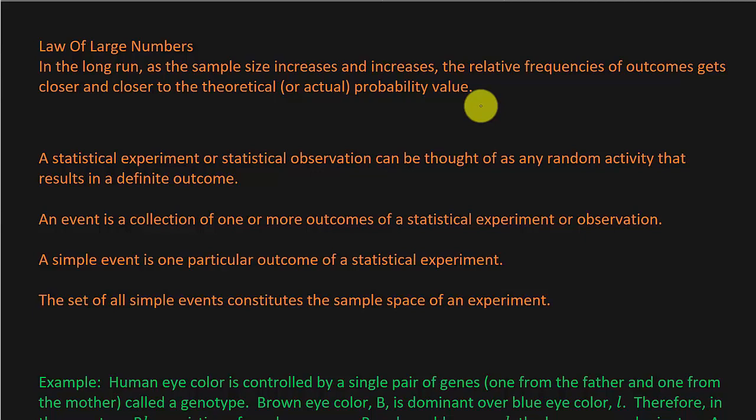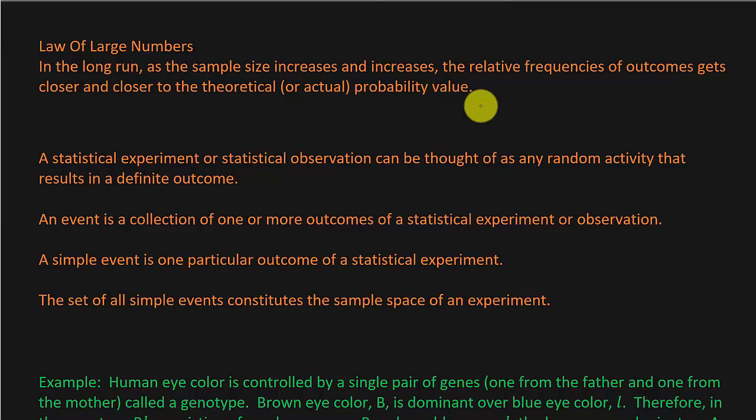Okay, so for instance, let's just talk about flipping a coin. So if I flip a coin, what's the probability that it lands on heads? Okay, well, it's 50%, right? Because there's heads, there's tails. You got a 50% chance of it landing on heads.